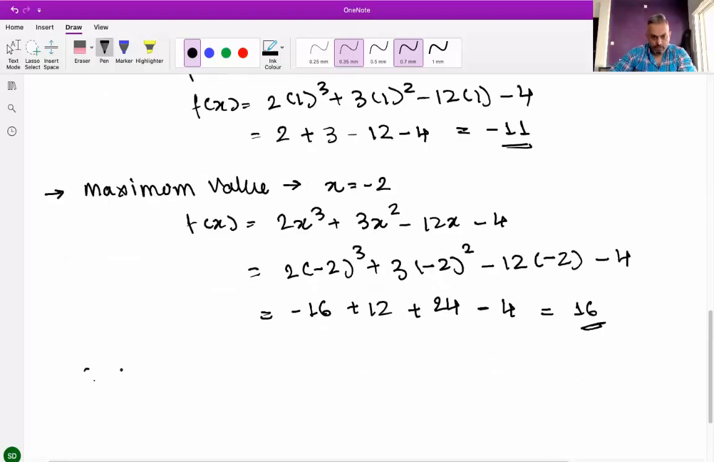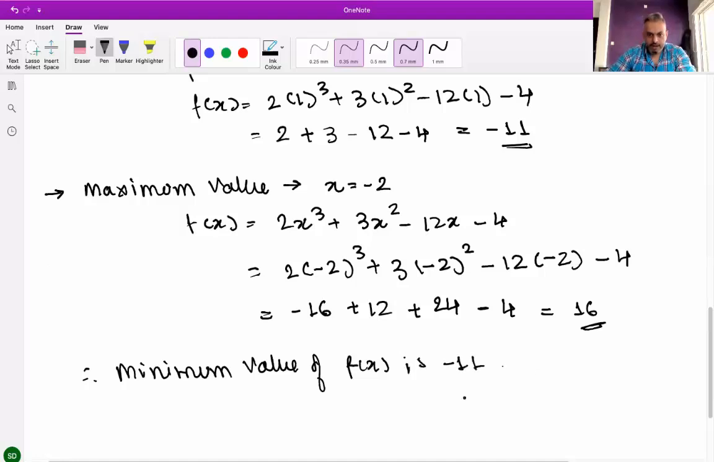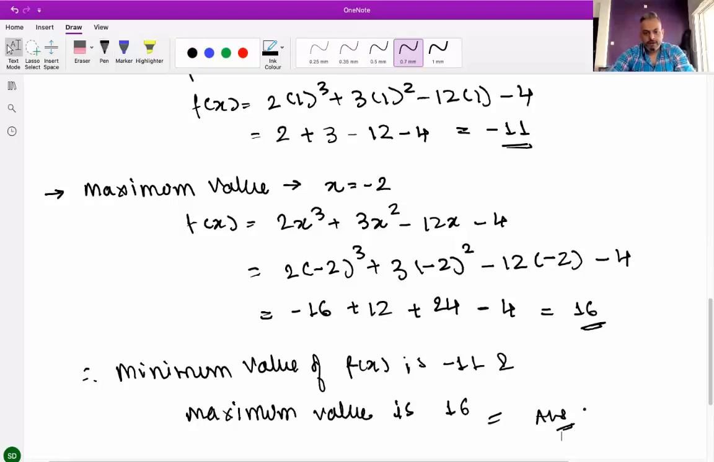So therefore, the minimum value of the function f(x) is −11 and the maximum value is 16. Answer. You have to write all these things.